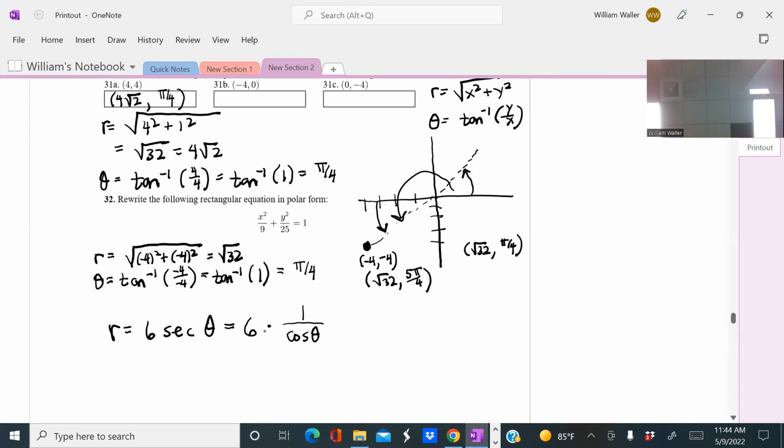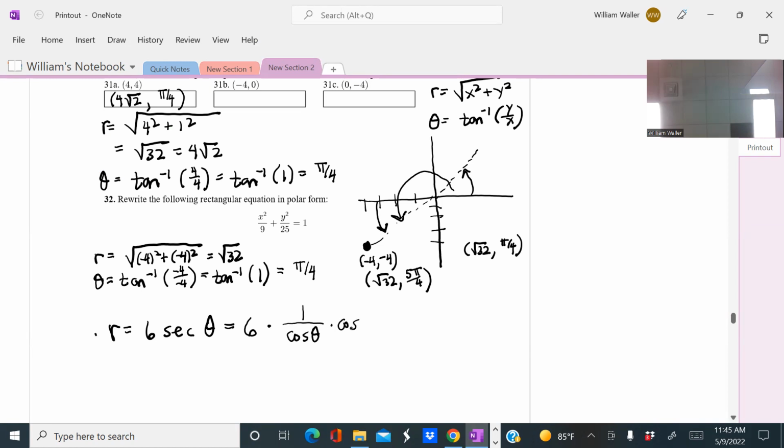So you have r equals 6 cosine theta. Now, I'm sorry, 6 times 1 over the cosine of theta. But it's not very convenient to have a fraction in here. So let's get rid of this fraction. How can you get rid of the fraction? Well, one way is to write it as secant, but we don't want to do that, because that's what we just came from. So how else can we get rid of that cosine of theta?